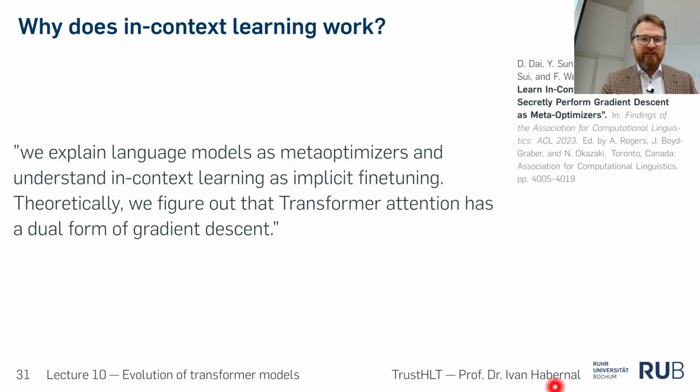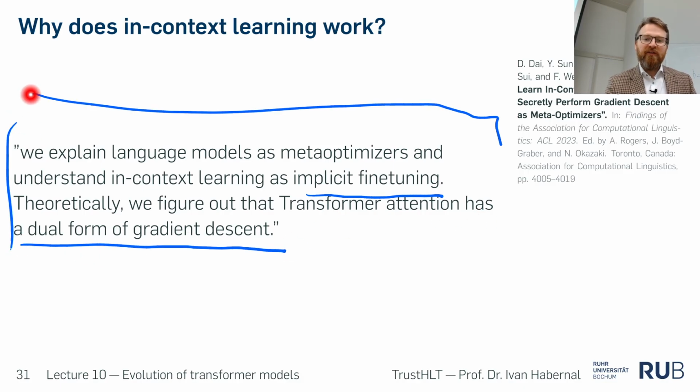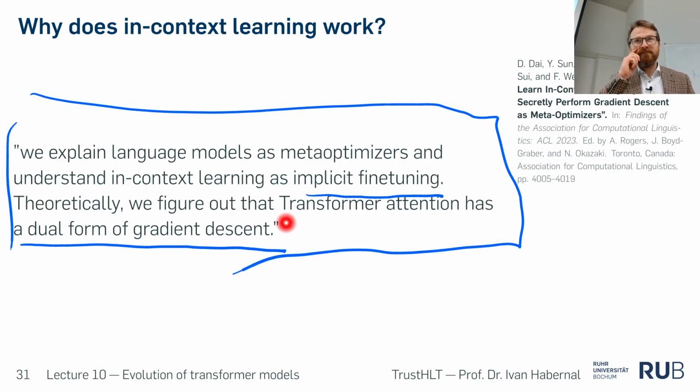There are other papers. "Language models as meta-optimizers and understand in-context learning as implicit fine-tuning," which is interesting. Theoretically, we figure out that transformer attention has a dual form of gradient descent. So if you're interested in something very cool as a research, go into explaining why in-context learning actually works from a theory point of view. It's literally an active area of research because we don't really understand why it works, not how it works. I mean, we know how it works. But why does in-context learning actually work?